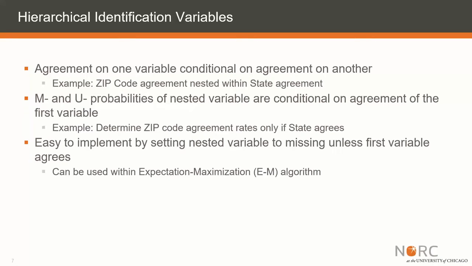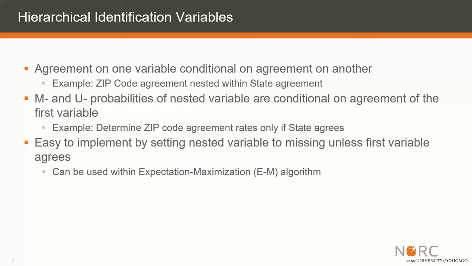So this is one. Hierarchical identification variables is something I'm not clear how widely used outside of NORC, but one thing we have been working with is how to deal with a situation where one variable's identity is nested within another. An example of this, and I'll try to make a conversion for the Canadian equivalent: the zip code, or postal code, nested within state agreement, which would be the province. Clearly, if the postal code agrees, then I assume the province is also going to agree.